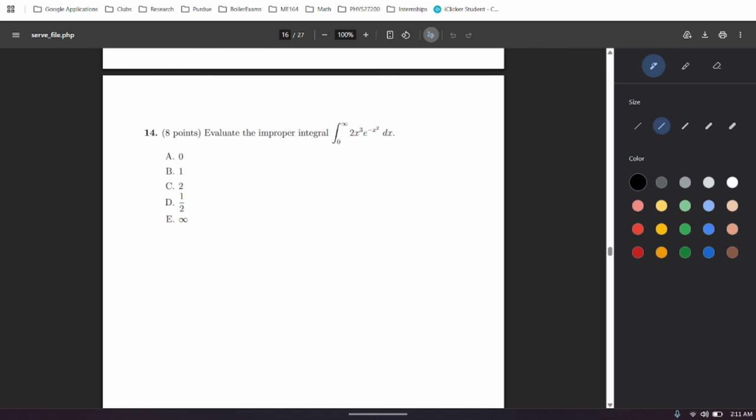Evaluate the following improper integral from 0 to infinity of 2x cubed times e to the negative x squared dx. Excuse me there. So right off the bat, we should see here, we have x cubed, and we have some sort of power function here. We'll represent that as f of x. Now we have some sort of exponential function here. We'll represent that as g of x.